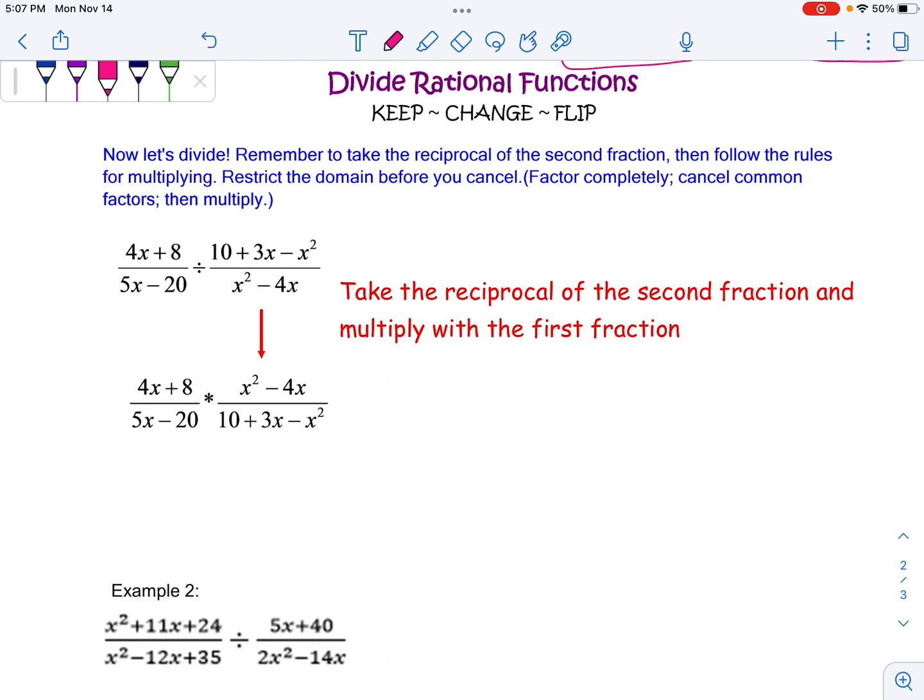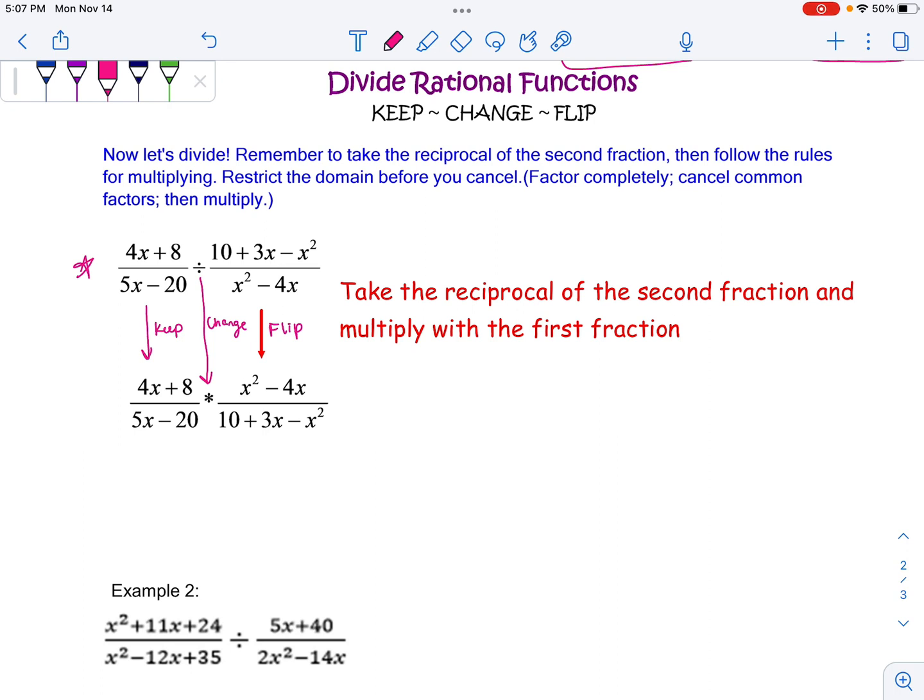So in this first example here, we have our first fraction, which we keep. Then we change to multiplication. And then we flip the numerator and denominator of the second fraction. After we do that, this just becomes a multiplication problem.